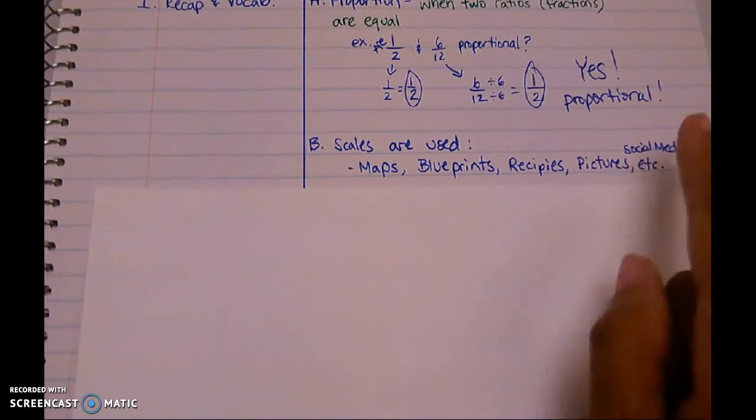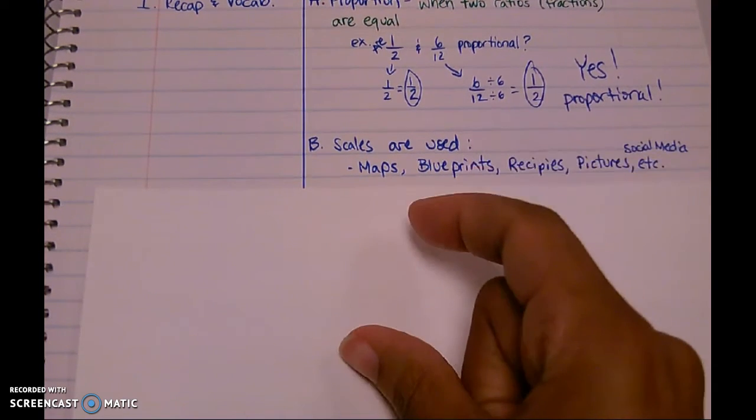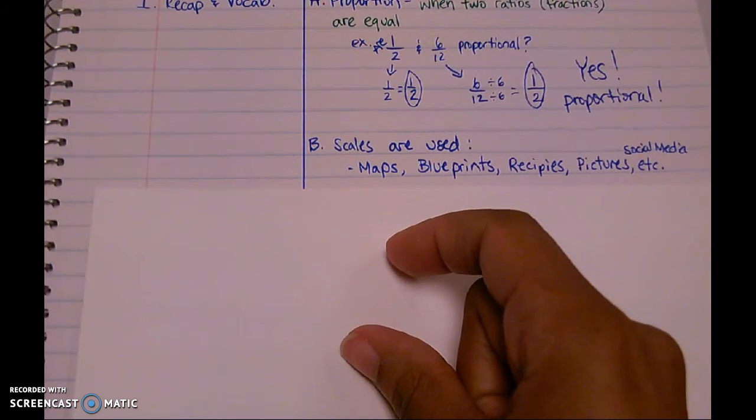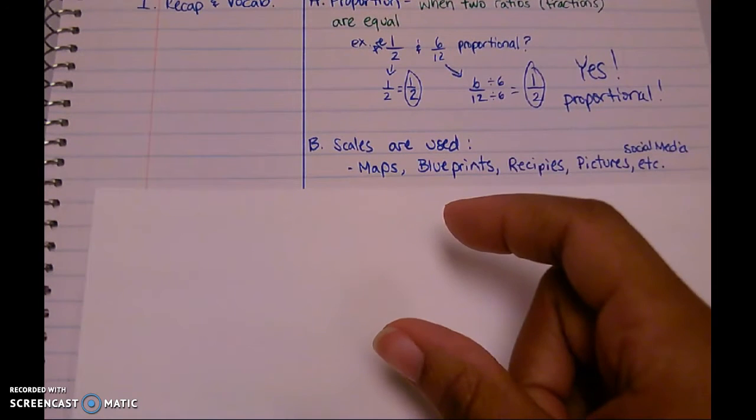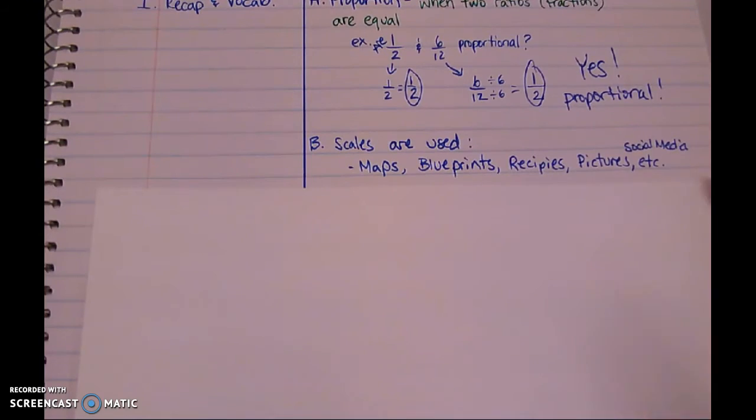Likewise, on social media, when we post pictures on Instagram or on Pinterest or any other application that we use, they are a downsized version of the real thing. And the social media platform actually uses a scale in order to get the picture a certain size so that it can fit on your phone. Okay? So, scales are used in a variety of different ways, and we're just going to learn how to use scale factors to determine answers to questions.